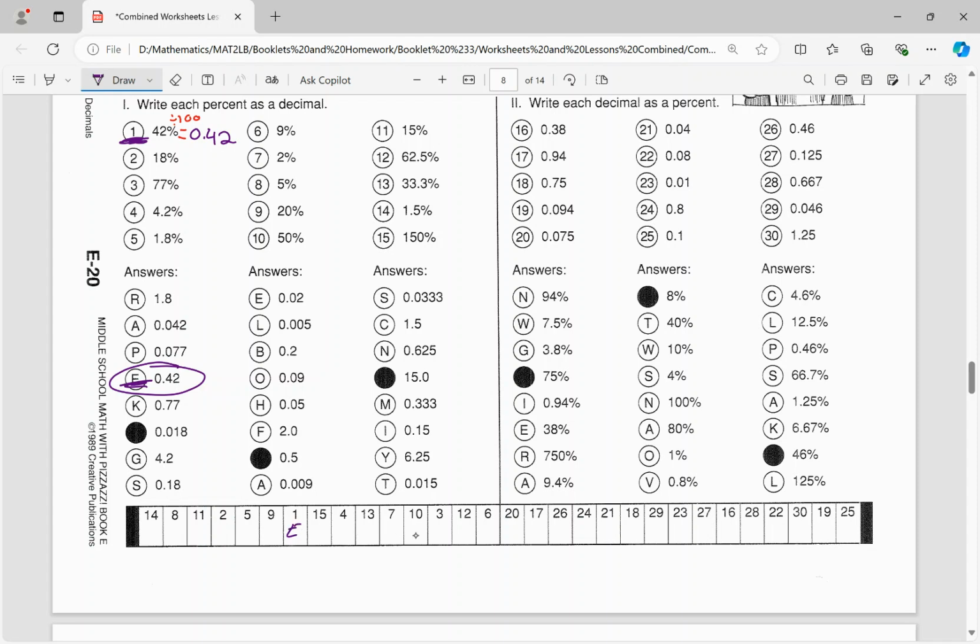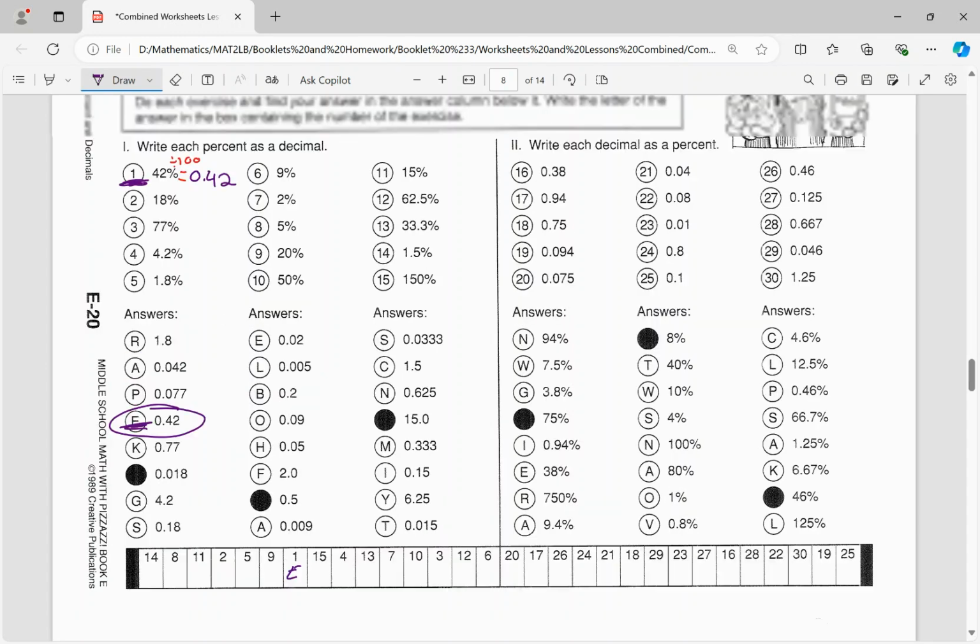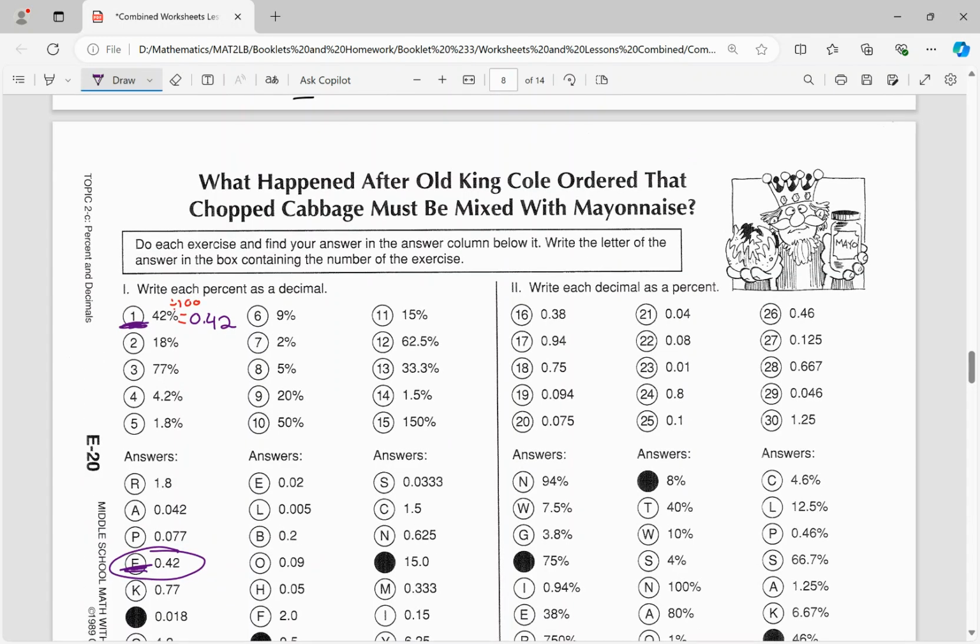That is here. Is that the only one? I think that's the only one. So you're going to solve each of these questions, associate a number with a letter, and then write the letter in the bottom. And the answer that you will get will be to the question, what happened after Old King Cole ordered that chopped cabbage must be mixed with mayonnaise?